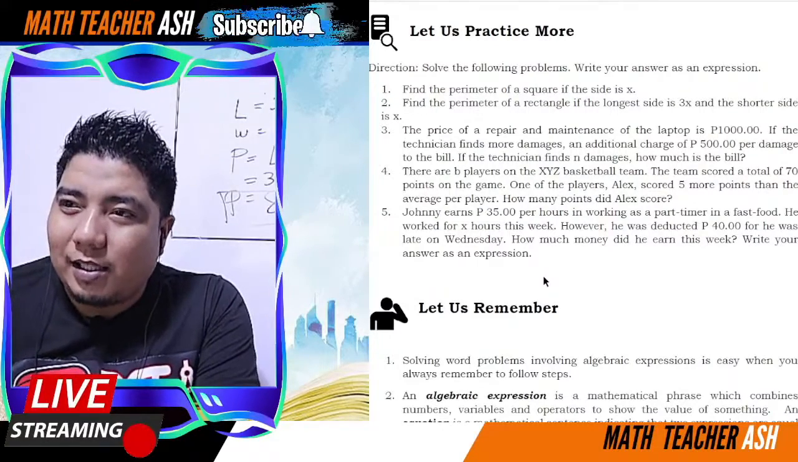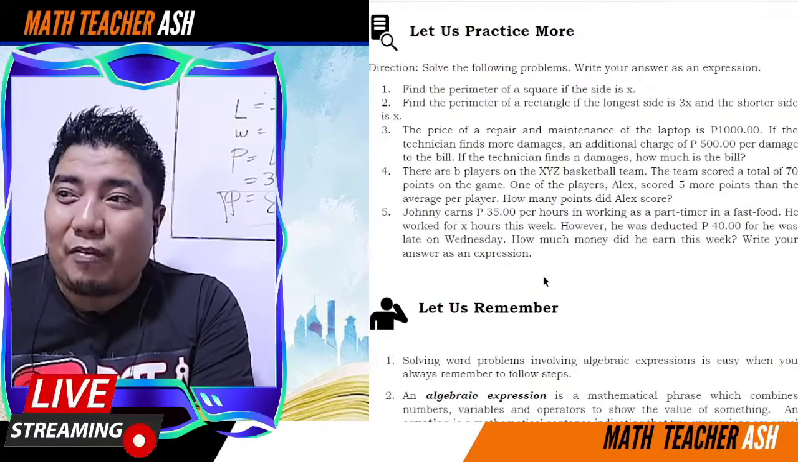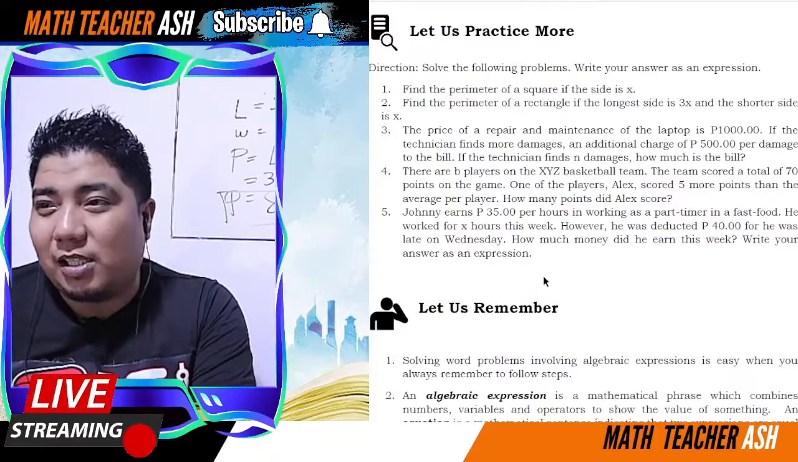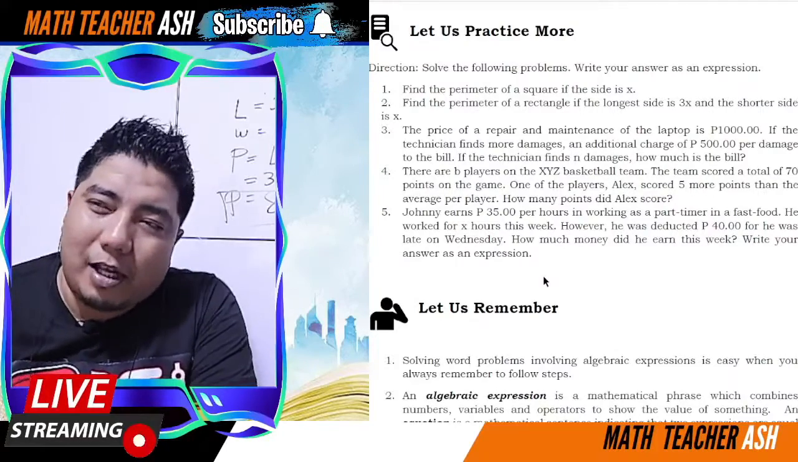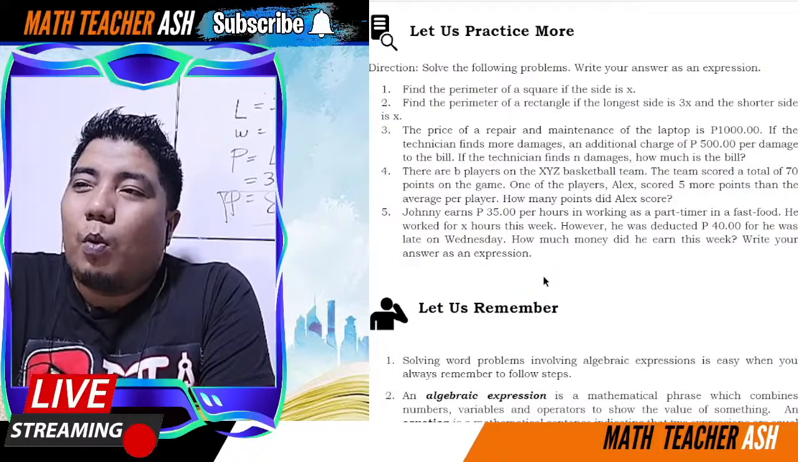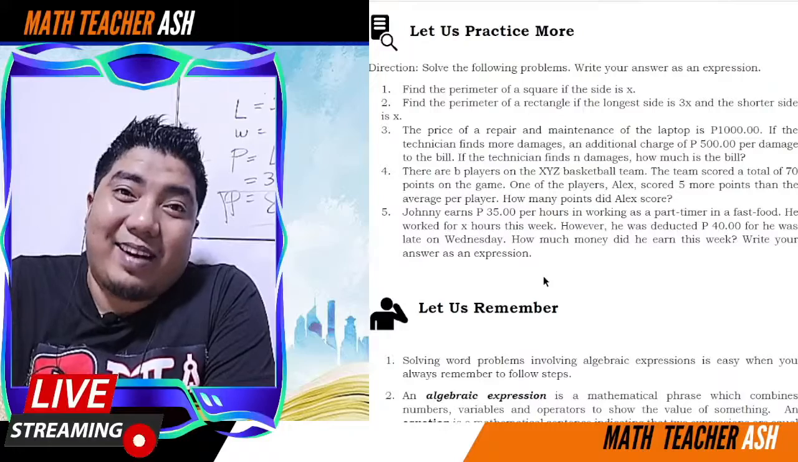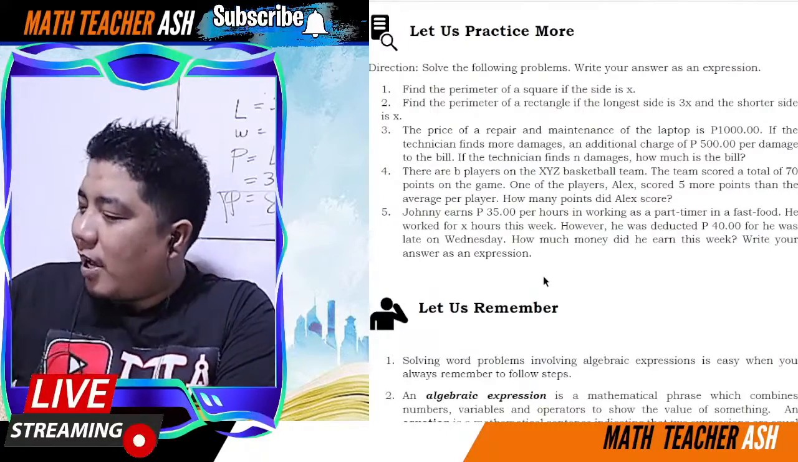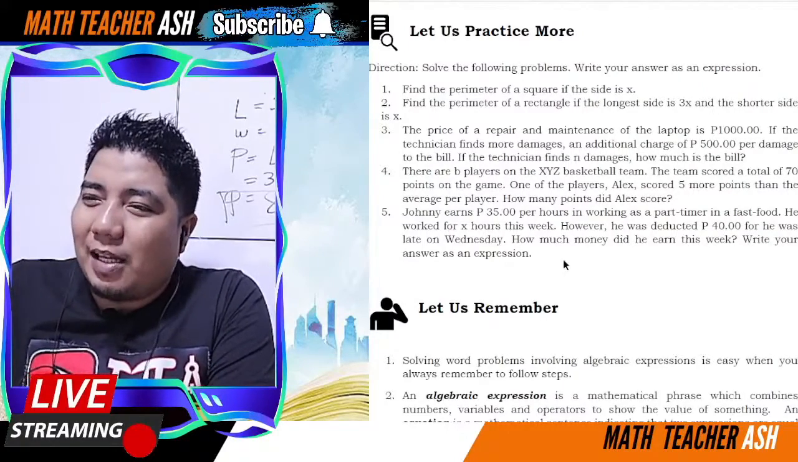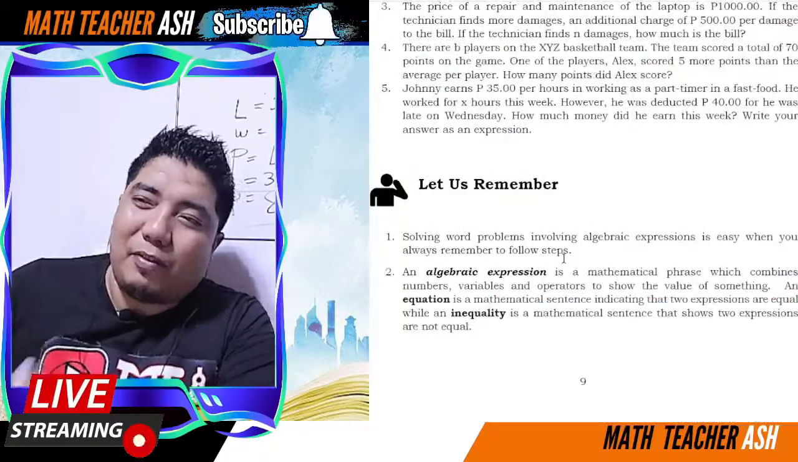Since from the 1,000, mag-a-add ng 500 times the damages, ang gawin mo dyan is, the bill is equal to 1,000 plus 500n, or pwede din 500n plus 1,000. Ganun lang kadali, my dear math learners. Kayo naman ang sumagot sa number 4 at number 5.